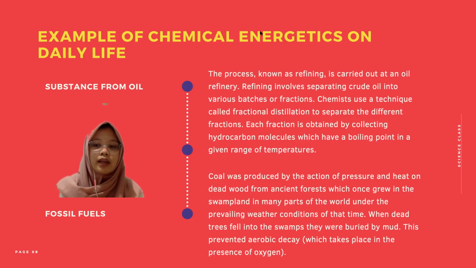Next is fossil fuels. Coal was produced by the action of pressure and heat on dead wood from ancient forests, which once grew in swampland in many parts of the world under the prevailing weather conditions of that time. When dead trees fell into the swamp, they were buried by the mud. This prevented aerobic decay. Why are fossil fuels also an example of chemical energetics? As you can see, it needs pressure and heat. That's why it's a chemical energetic reaction.